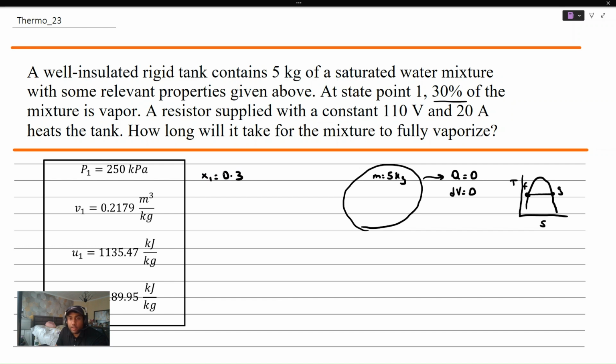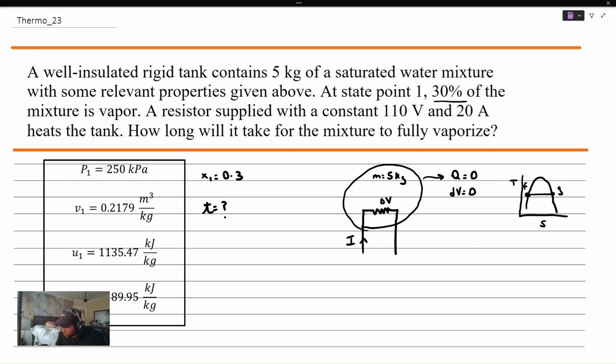It says a resistor is supplied with a constant 110 volt and 20 amps. So I'm picturing a resistor here. And as that resistor is getting power supplied to it, it's getting some current and some voltage drop across that resistor. It's releasing heat into the system and it's going to vaporize whatever's inside. Over time, we're looking for how much time is that going to take.